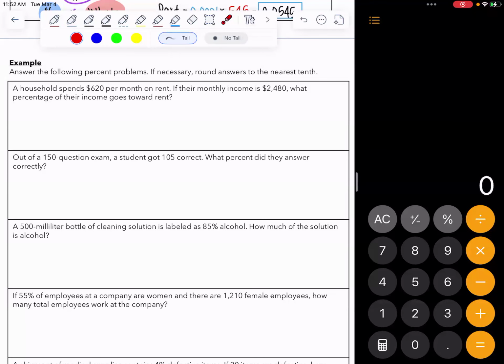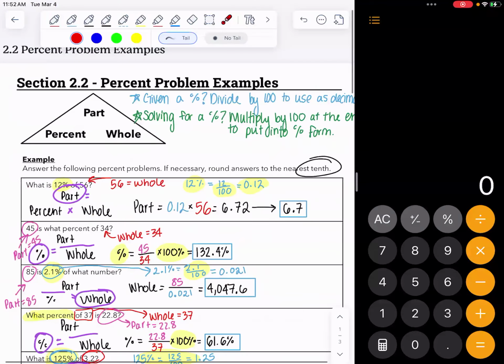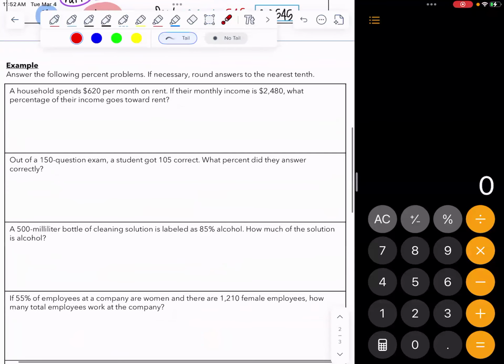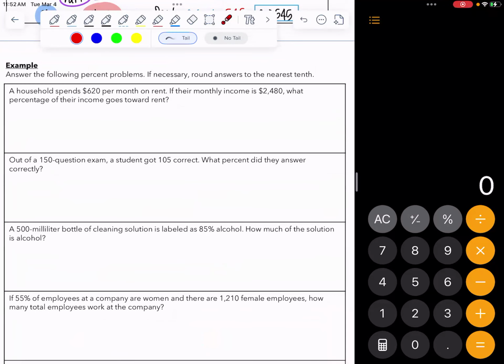All right, this is a continuation of the triangle approach to percent problems that we did in a previous video. So if you were interested in that and you want to see some more problems, here we go. For these ones, answer the problem, and if necessary, round to the nearest tenth.